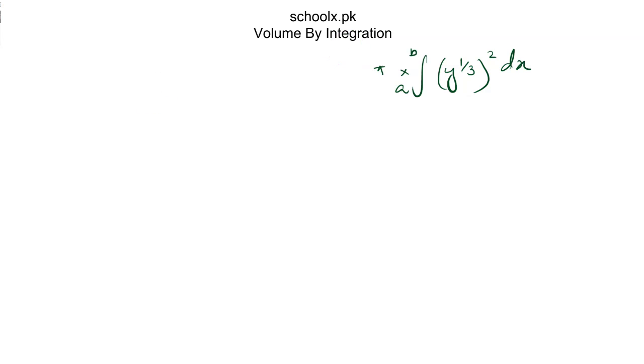So I'm going to write these two formulas again, note them down. When rotated through the x-axis, it is pi integral from A to B of y squared dx. When rotated through the y-axis, where A and B are limits on the y-axis, it is pi integral of x squared dy.